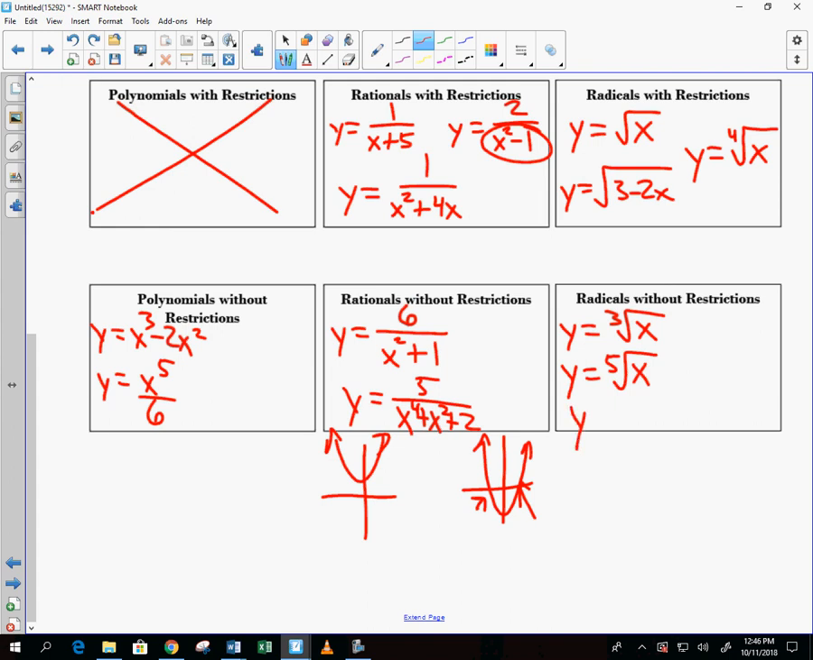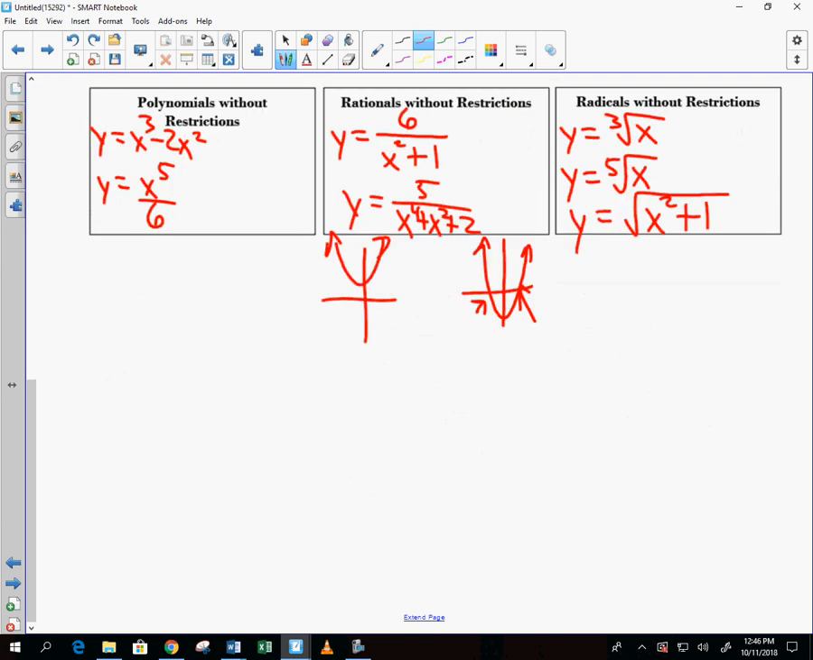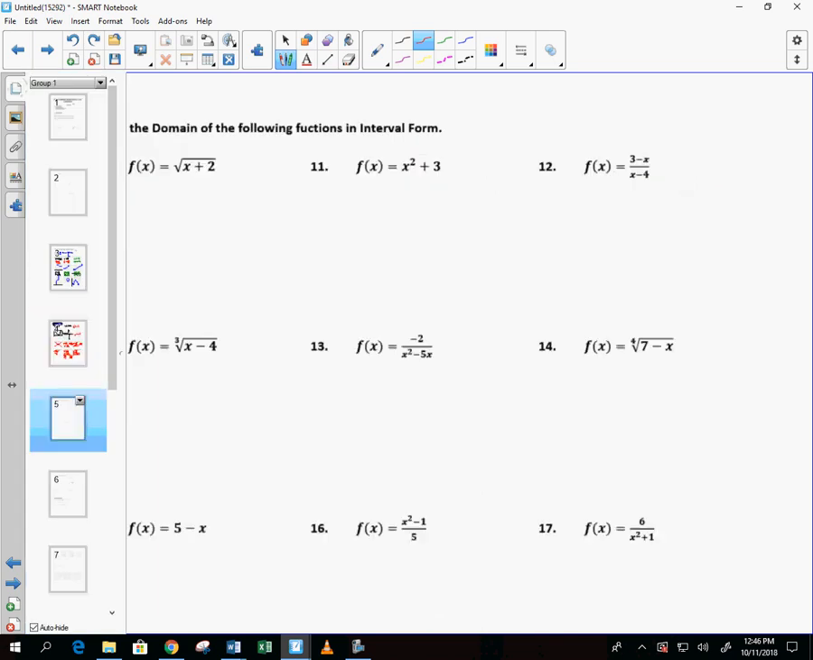And here's one last example. The square root of x squared plus 1. Why am I okay to take a square root and have no restrictions in that situation? Because x squared plus 1 will always be positive. See why this is a little bit trickier than simply looking at the graphs? You have to think about what's happening. So let's give it a shot. Flip it over.